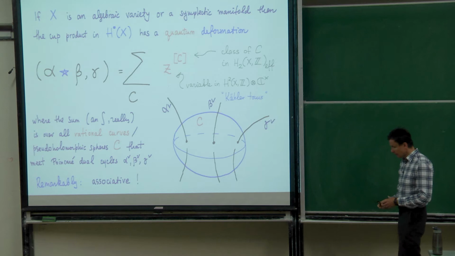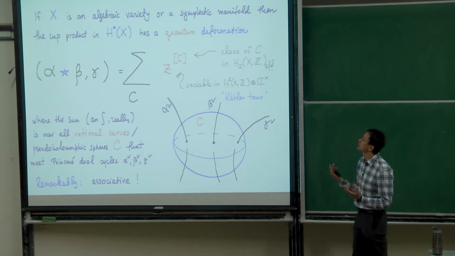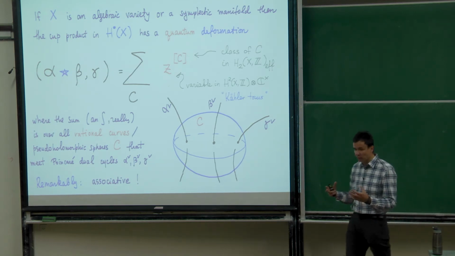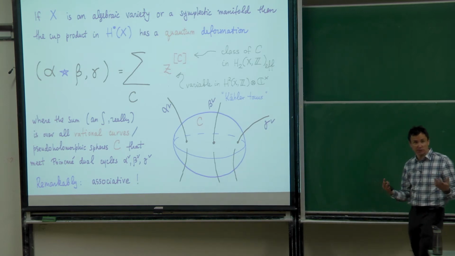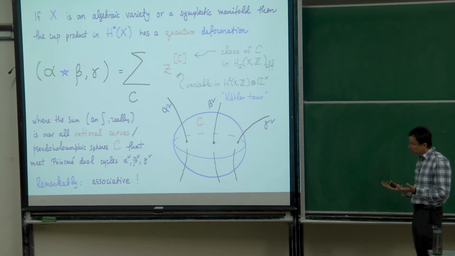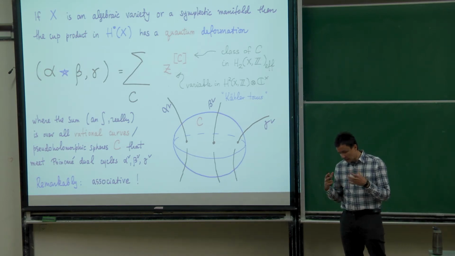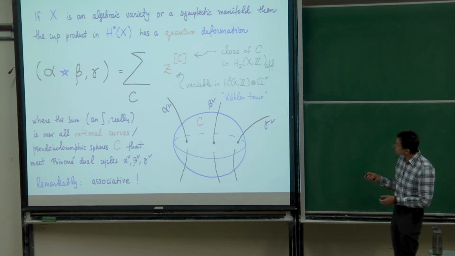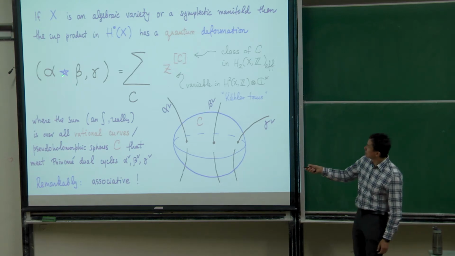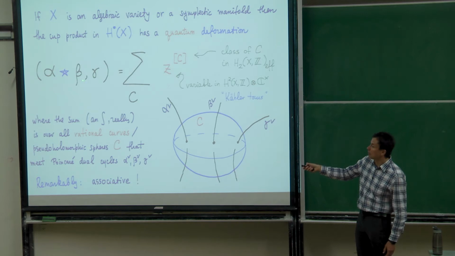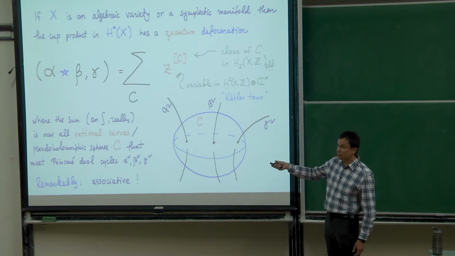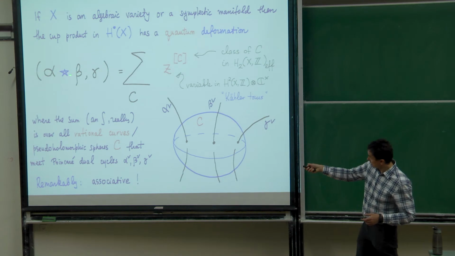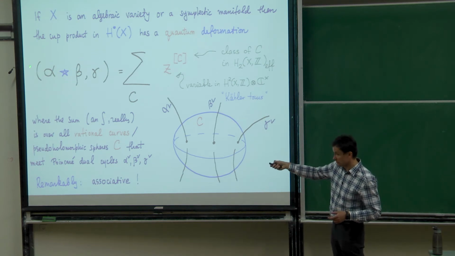This has to do with counting rational curves in some algebraic variety, or maybe counting pseudo-holomorphic spheres in some symplectic manifold. Let me stick to the algebraic setting. If I have an algebraic variety, then the cup product in its cohomology has a remarkable deformation called the quantum product, and its structure constants. So I have three cohomology classes: alpha, beta, and gamma. And I'm going to describe to you the structure constants of a new product, denoted by this star here.